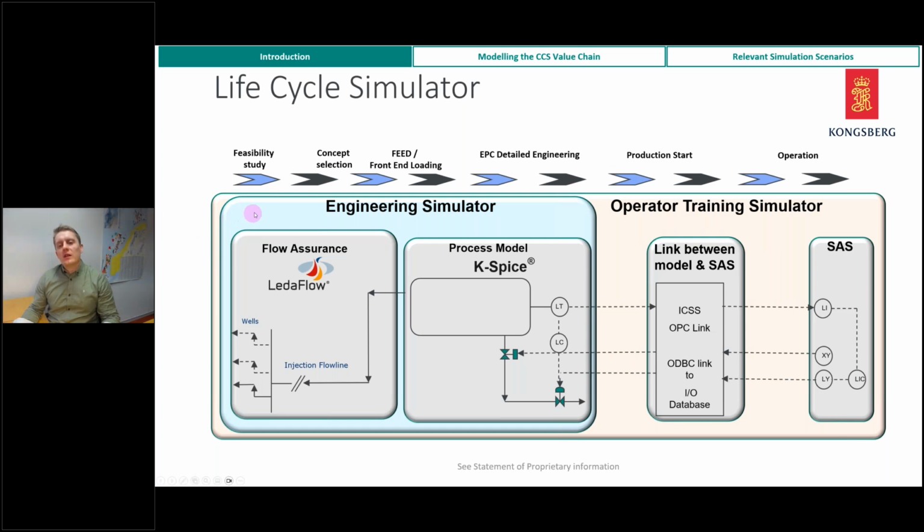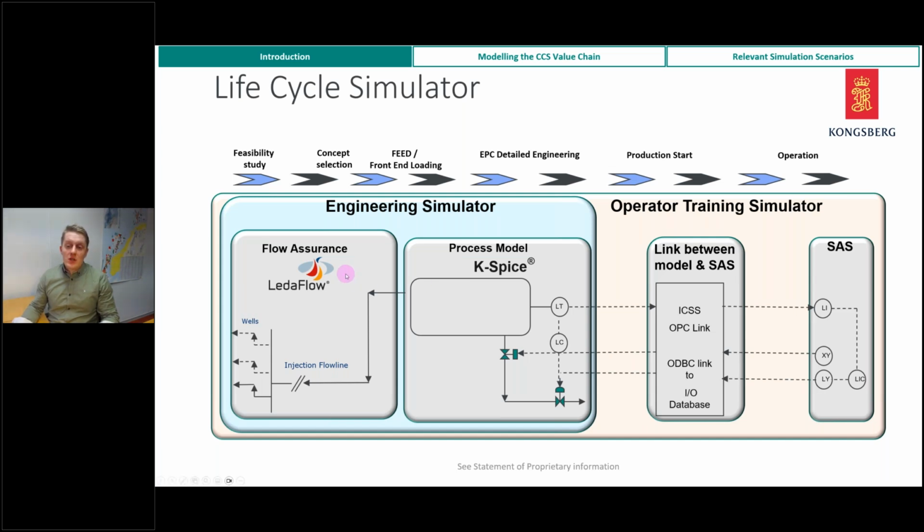And the way we look at this is with our simulation tools. The process model called KSpice is typically where we start our customers in the systems engineering domain, where they can play around and look into how my control philosophy is going to work, whether my heat integration is balanced, or whether I need more cooling capacity, for instance.